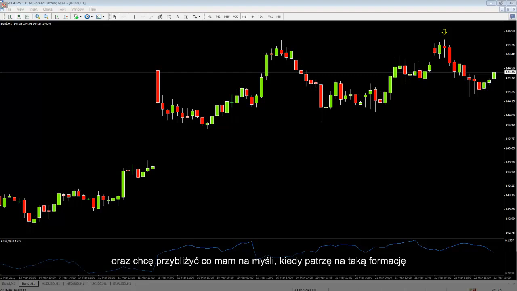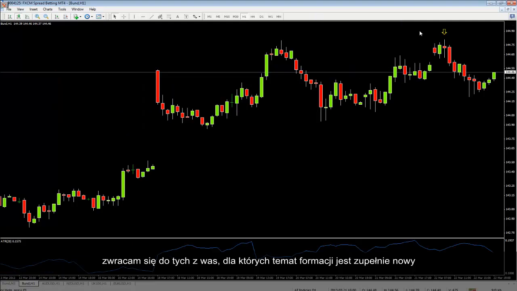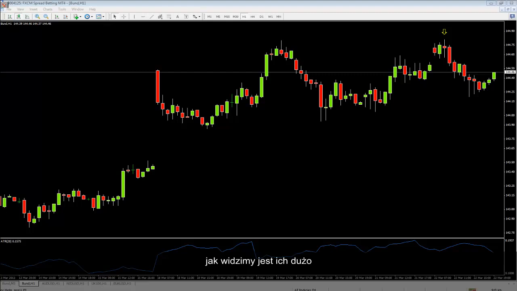Now, let's just familiarize ourselves with what a swing failure pattern actually is, for those of us that are completely new to the pattern. In the market, we have a series of swing highs and swing lows. We have these all over the place. This is a Bund chart, and I'm just starting out on the Bund. We will look at Forex and equity indices as well. The Bund is the market I'm most familiar with, and it's an incredibly good market to trade.